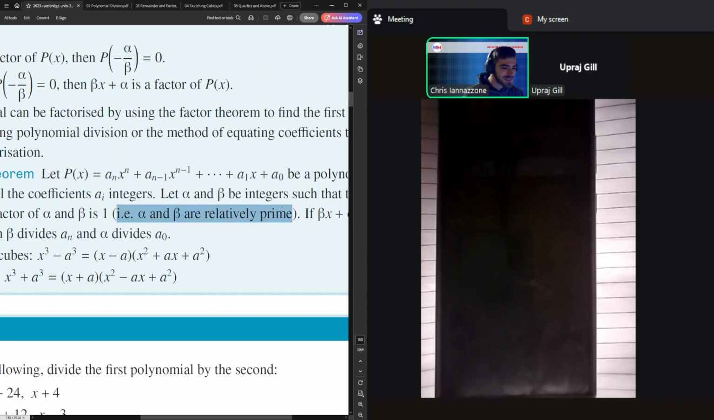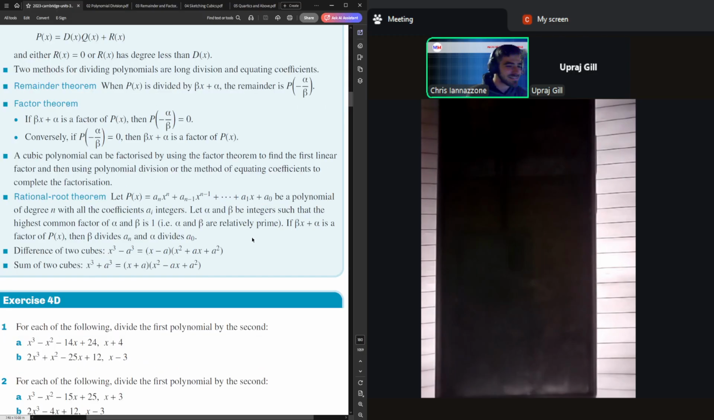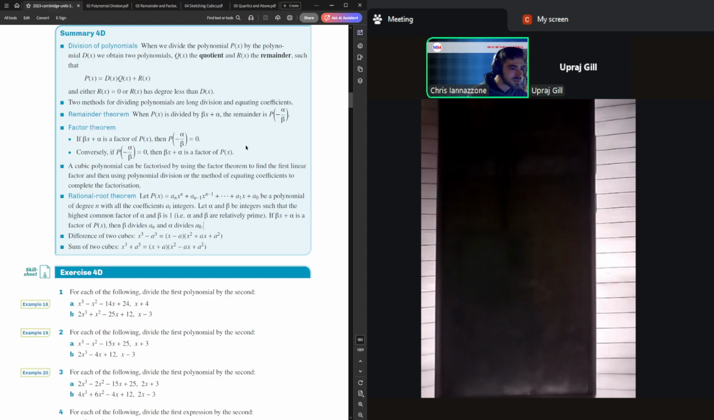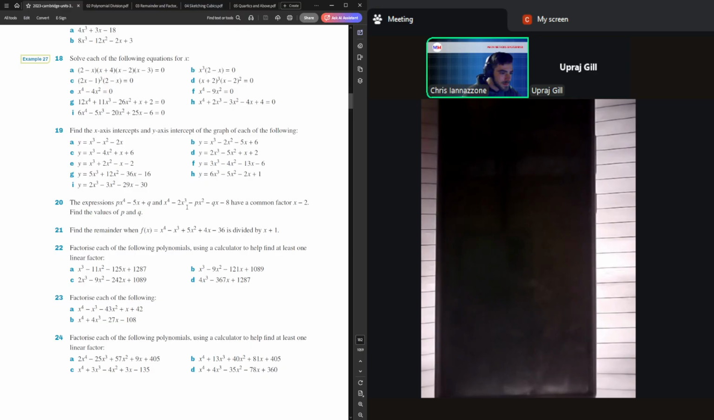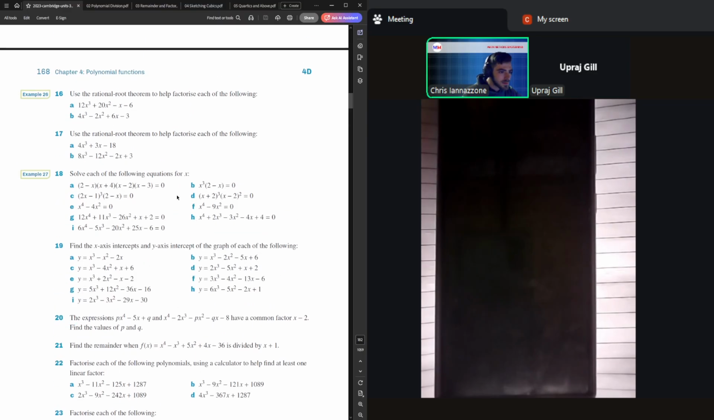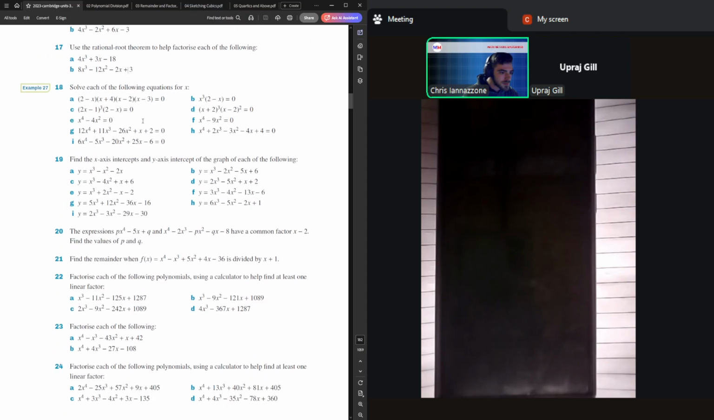I love this term, by the way, relatively prime. It's close enough to being prime. In fact, now I'm curious, what was even going on here? A and B integers, highest common factor of alpha and beta is 1. Yeah, okay. I don't know why they made this definition so complicated. It really was just divide the factors of the leading term by the factors of the lagging term. That's just more rational root theorem.